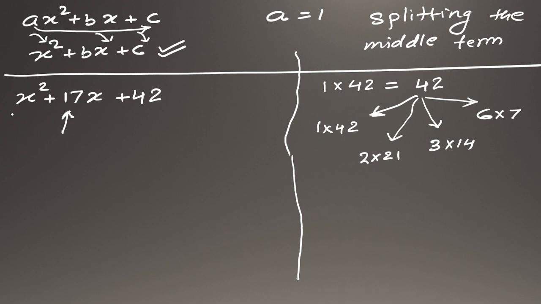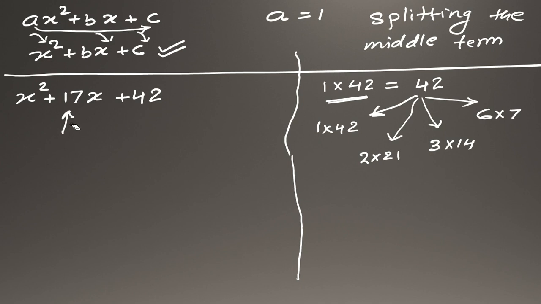First of all, the leading coefficient is 1, the constant term is 42. So multiply them, you will get 42. Now write all possible pairs of factors for 42, that is 1 and 42, 2 and 21, 3 and 14, and 6 and 7. Now what will you do after this?